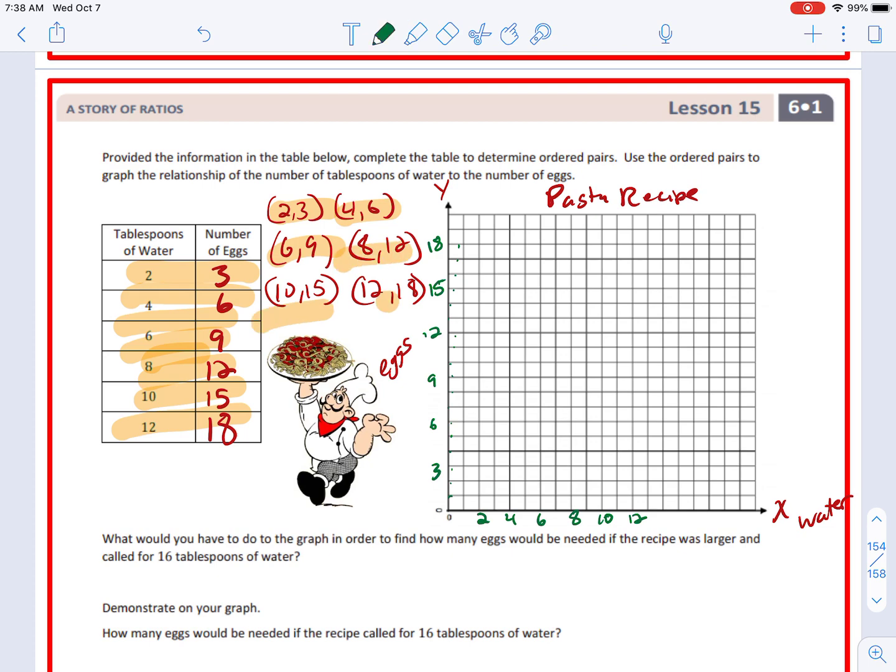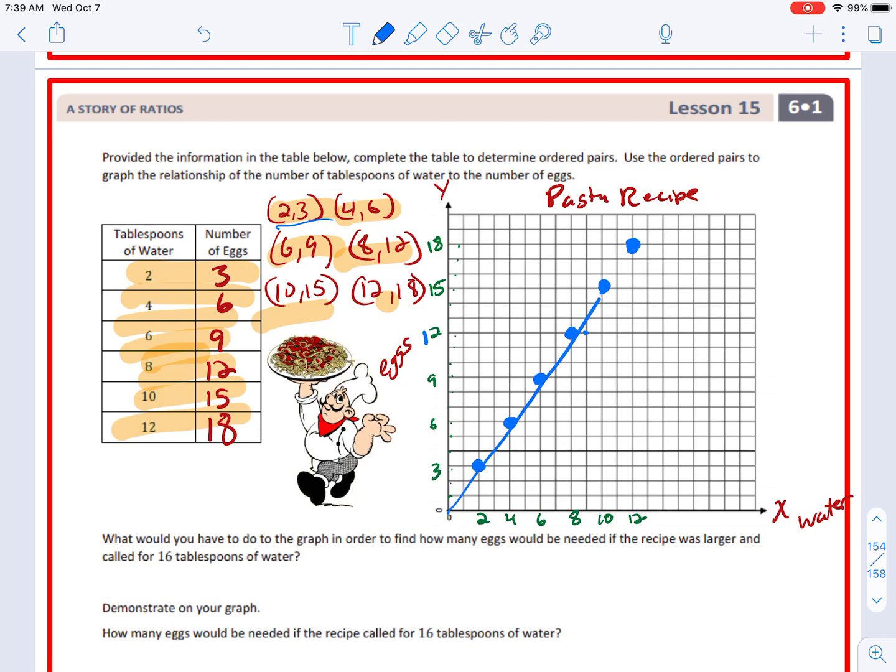Okay, so now let's plot these points. Our first ordered pair is 2 to 3, so I'm going to go over to 2, up to 3. Then I have 4 to 6, over to 4, up to 6. Then I have 6 to 9, over to 6, up to 9. Then I have 8 to 12, over to 8, up to 12. Then I have 10 to 15, over to 10, up to 15. And then 12 to 18.